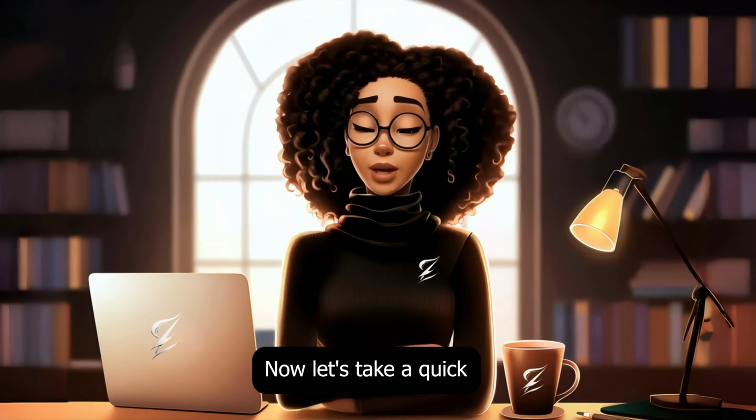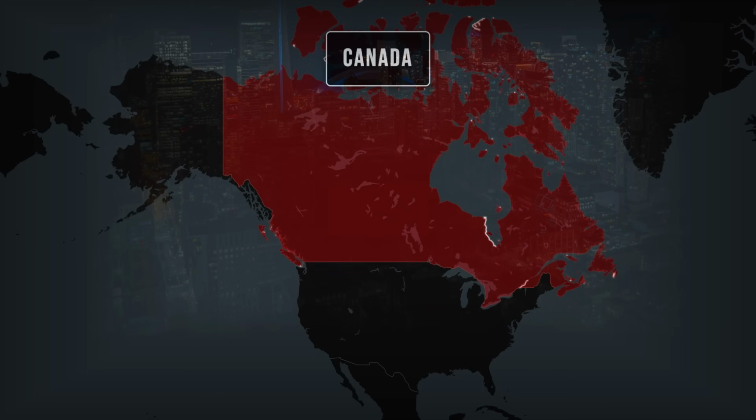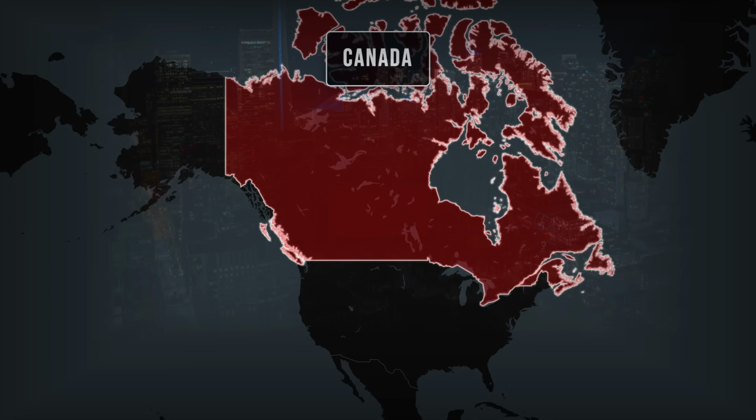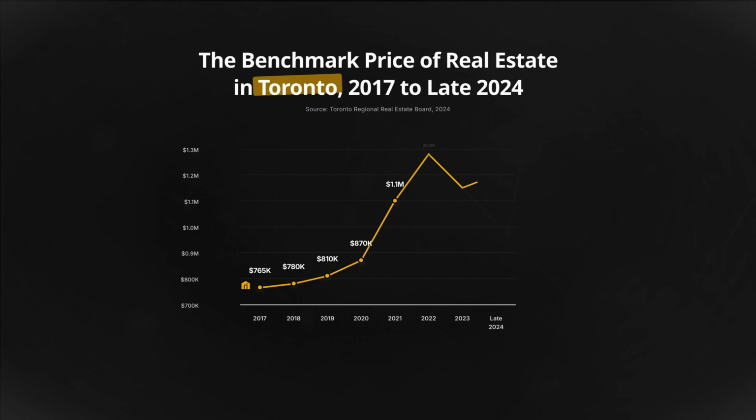Now, let's take a quick look at a preview of what the final result looks like. Living in Canada has become much harder, and the numbers tell the story. In 2017, the benchmark home price in Toronto was around 760,000 Canadian dollars. By late 2024, that number rose to approximately 1.07 million Canadian dollars, a 40% increase in just 5 years.